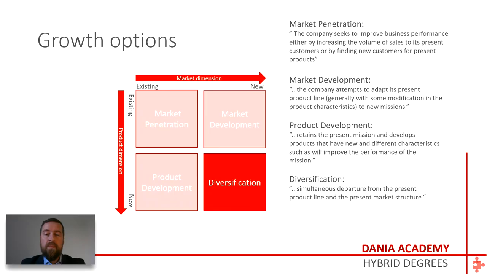The last area, where we have both a new product and a new market, is a simultaneous departure from the present product line and present market structure, which means that everything is new. This is just as good as a new startup. This is also where you see the skunk works in different companies. They try out new crazy stuff.